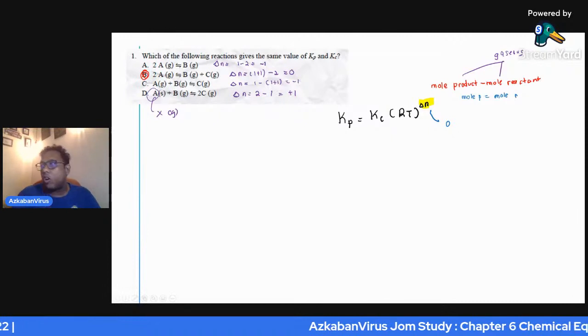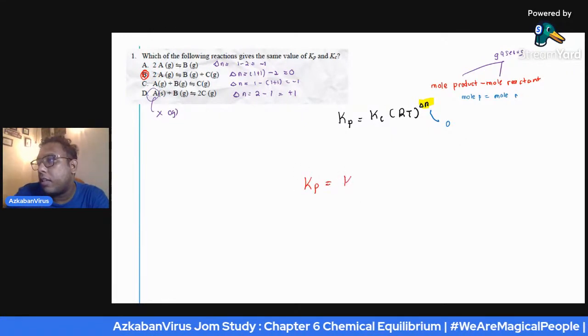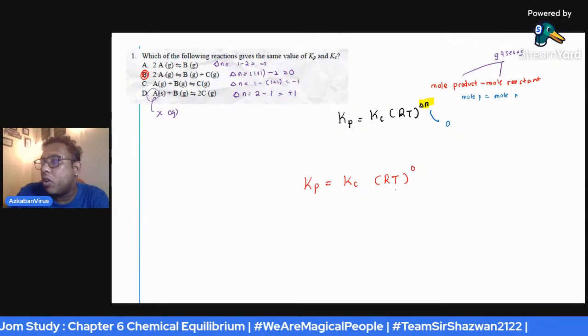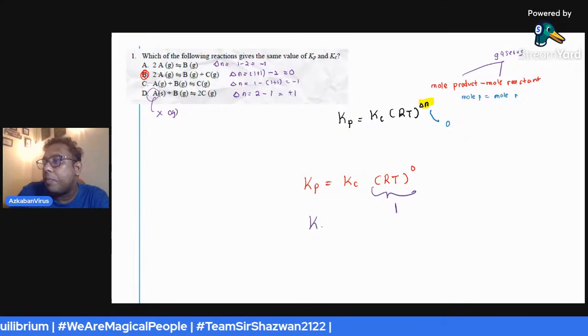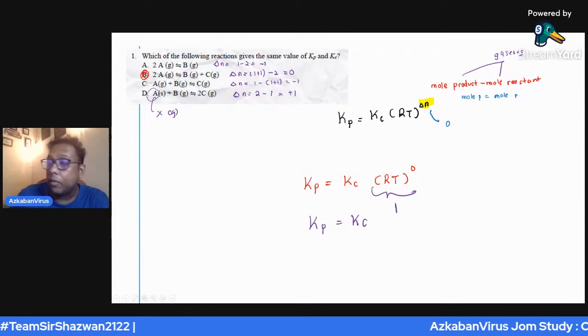Sebab nilai dia kosong. Kenapa? Bila Kp is equal to Kc darab RT to the power of 0, ini akan menyebabkan this term jadi 1. Therefore, Kp will be equal to Kc. Okay, so ini yang pertama.